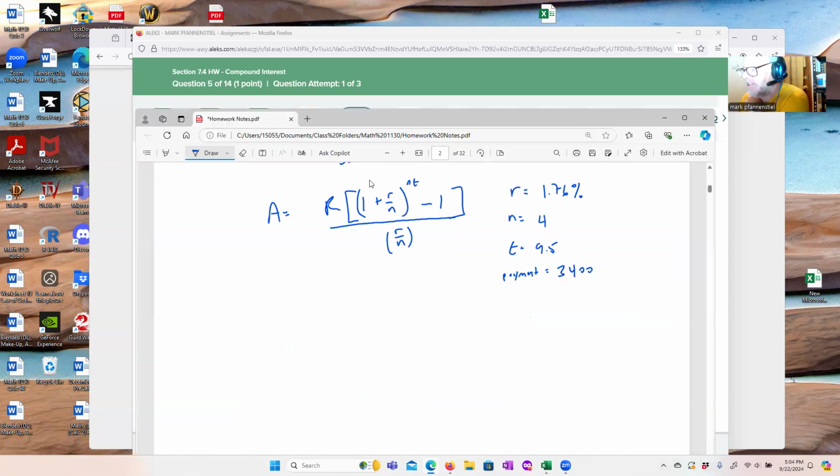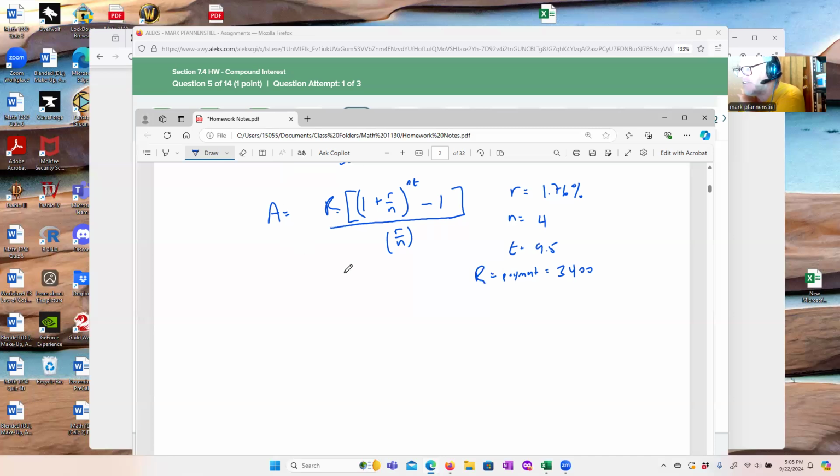First thing we're going to do is look up which annuity formula we're going to be dealing with here. I have the future value of an annuity. That's always A, right? Future value is A, so that's what we're going to calculate. R is going to be our payment. We have (1 plus R over N) raised to the NT, minus 1, divided by R over N. This one's going to be kind of tricky because we have to take apart this formula very carefully.